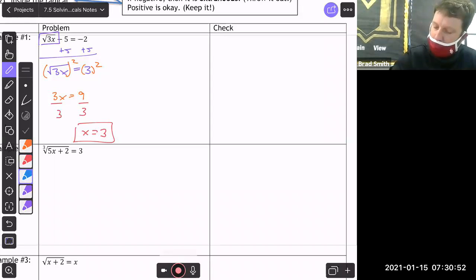So I'm going to plug it in. What I mean by checking it: I got square root of 3, and anytime there's an x, I'm going to plug it in. So 3 minus 5.